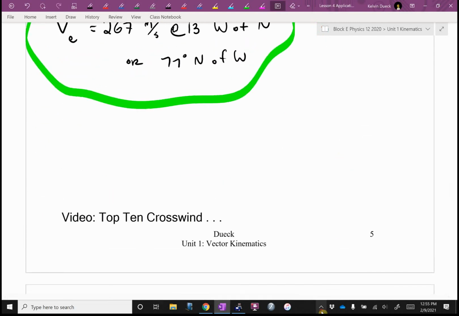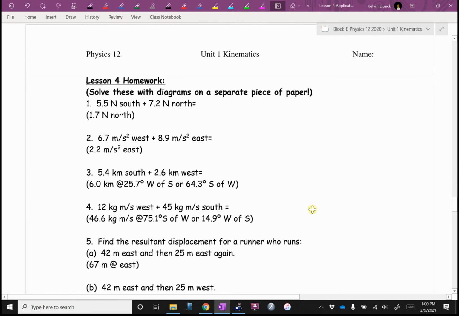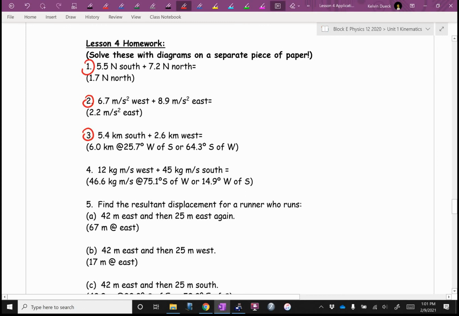Oh, put your pencils down, look up. What's your homework? You're probably going to need to do these on a separate piece of paper. Okay? Number one, you can probably do in your head or without writing anything down. 5.5 south plus 7.2 north. That's physics 11. Who's winning? Who's losing? That's really what I was doing in physics 11 with my winner minus loser shtick. Same with number two. But number three, you're going to need to draw that, I think. I'll skip four.